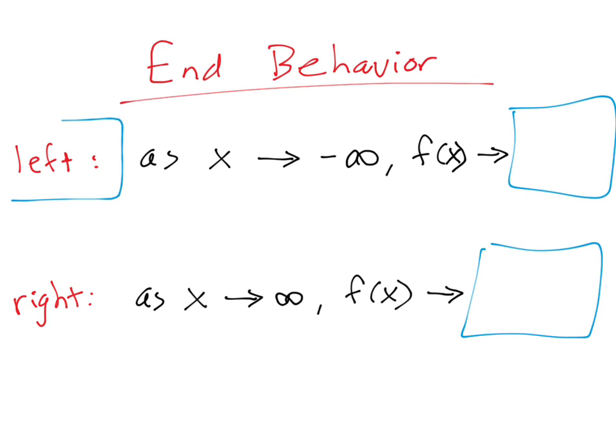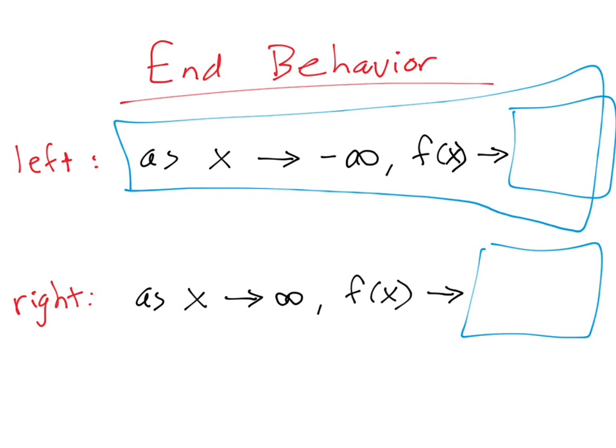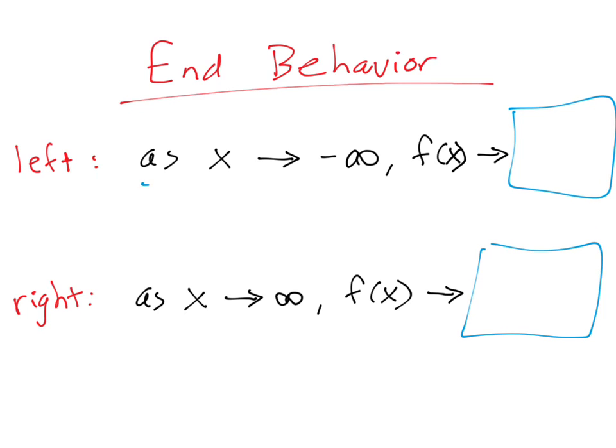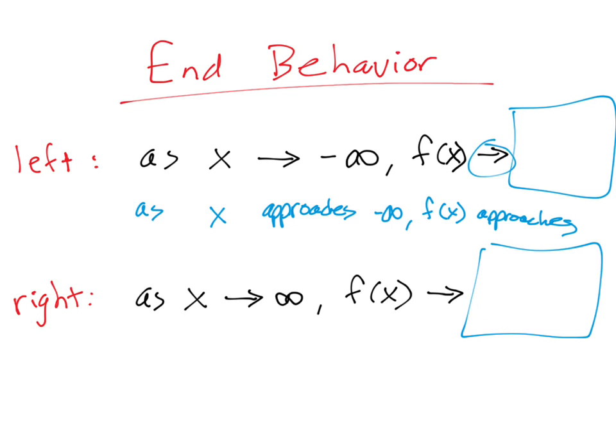So the left end behavior is stated this way, and you're going to write this down every time it asks for left end behavior. Let's interpret these symbols. So it says, as x approaches -infinity, f of x approaches. You know what, I'm not going to write out all those symbols. Let's do the arrow part. As x approaches -infinity, f of x approaches, and that's what the arrow means. The arrow stands for approaches.